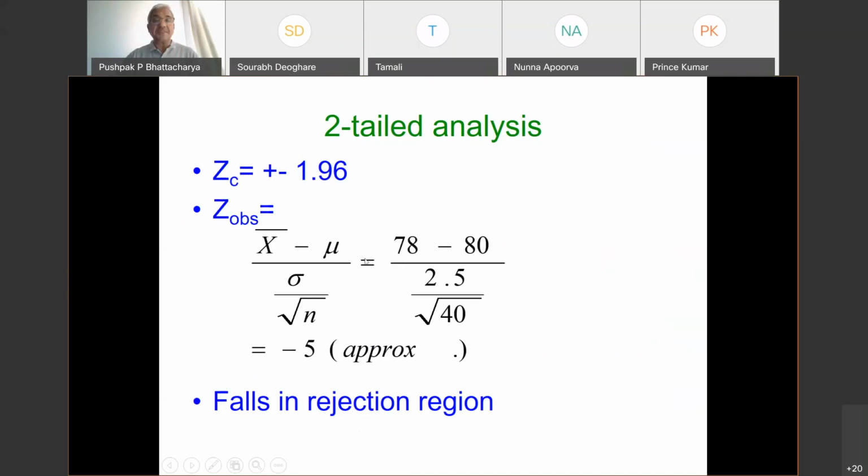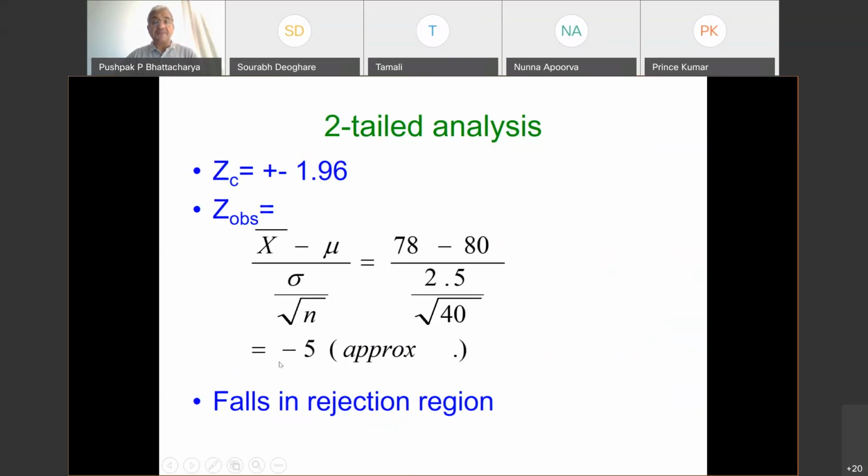If I did not have that hypothesis, I would not know what the population mean mu is. Now, the sample mean is 78. Standard deviation is given as 2.5 and sample size is 40. So this gives me minus 2 divided by about 0.4, and that gives me minus 5 as the Z observed. And Z critical is minus 1.96 and plus 1.96.